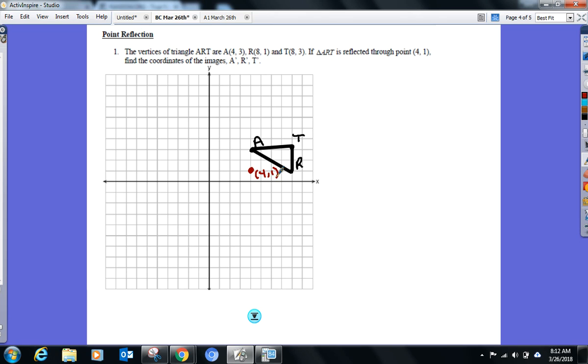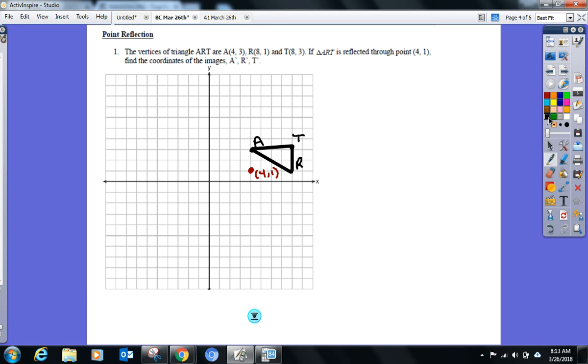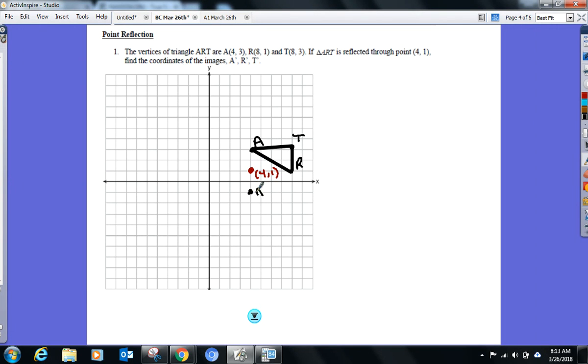The distance is not going to change. Wherever A prime is, it's going to be the same distance from (4,1) as A is right now. Same thing with T and R. It's going to be easy for you guys to do A and R. How far is A from (4,1)? 2 units. So you go 2 units in the other direction, and we end up at A prime. There's A prime.